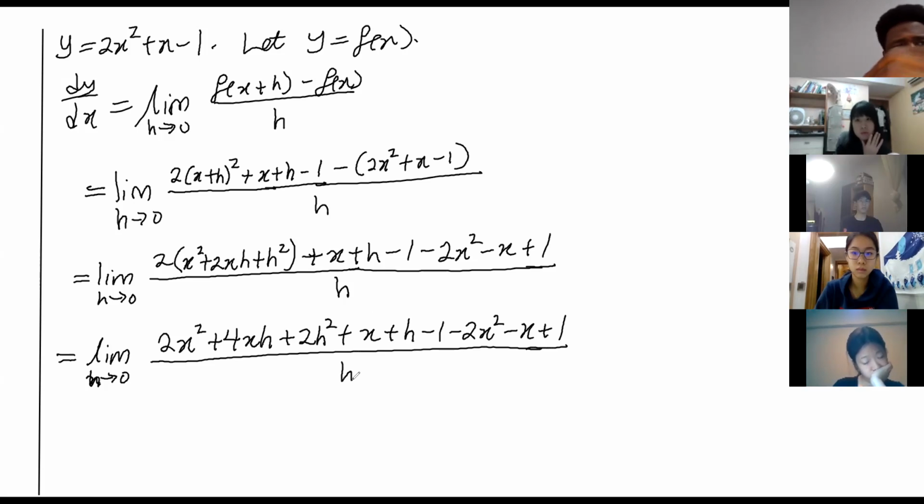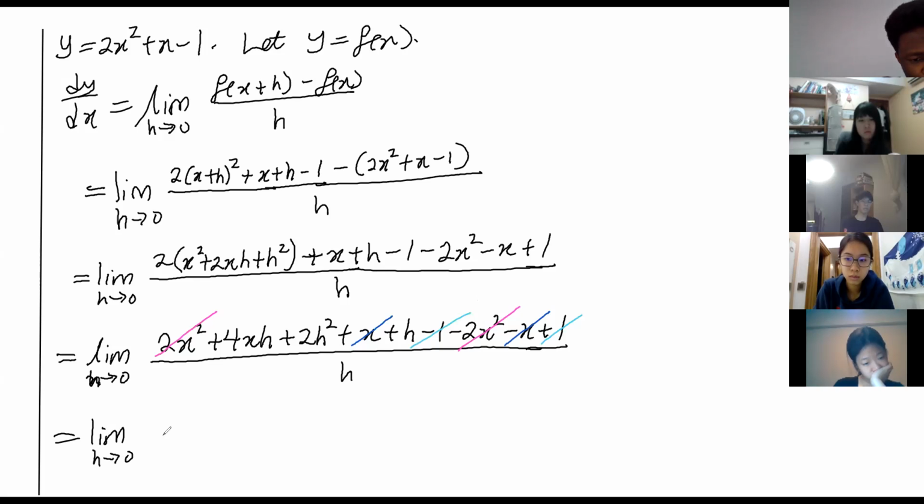Okay. So when I remove the stuff that can cancel, this goes. I have x also, and I have 1 and negative 1. At the end, I have the limit as h tends to 0. My numerator now is 4xh, 2h squared plus h, divided by h.